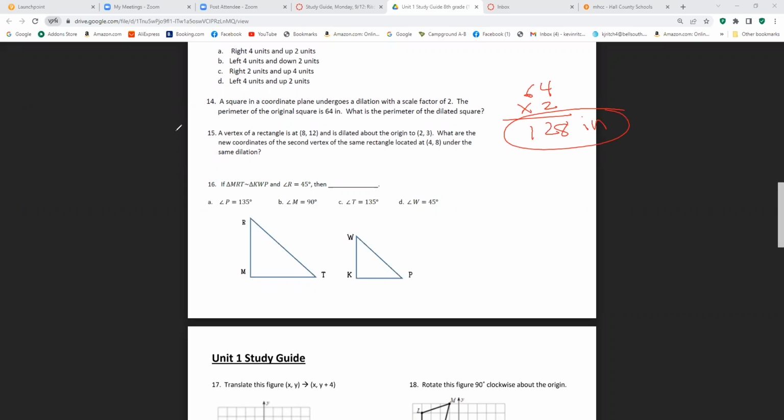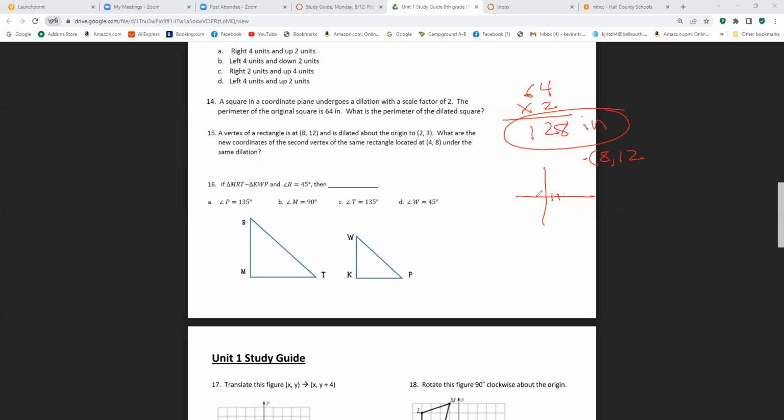All right, number 5, the vertex of a rectangle is at 8, 12. All right, so if we have 1, 2, 3, 4, anyway, it's at 8, 12. Okay, so it's way up here at 8, 12.